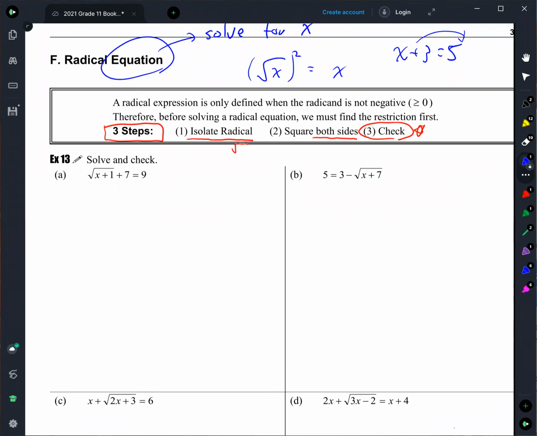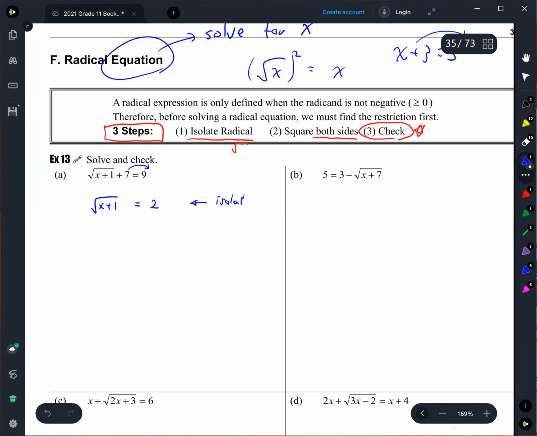Yeah, so for this one, the 7 can be moved over. We want to make sure the square root is by itself. So you get square root of x plus 1 equals 2. This is called isolate the radical. You make the square root stand by itself on one side. Doesn't matter which side, just keep it on one side.